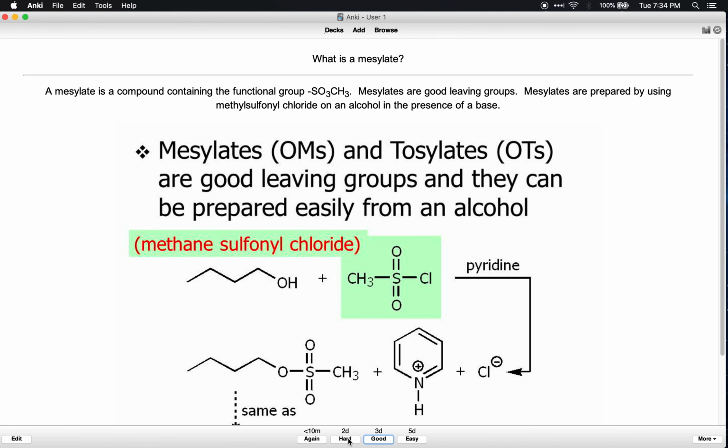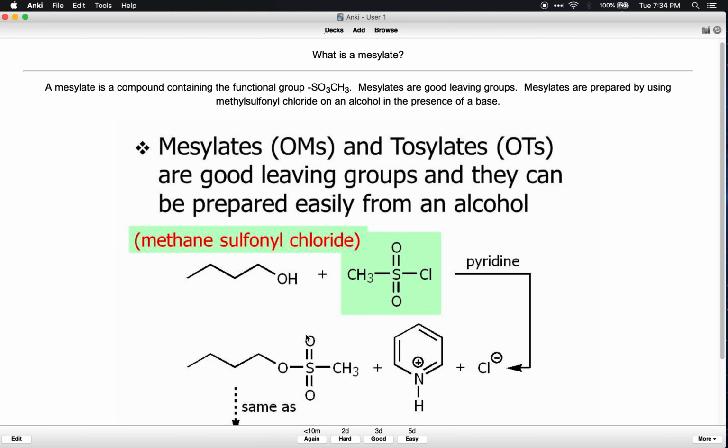Mesylates, you form them by reacting with an alcohol. You turn it into a leaving group. The product is an alcohol with the O and Ms added, so OMs. And to form it, you use, I think, SO2, CH3, Cl. Cool.